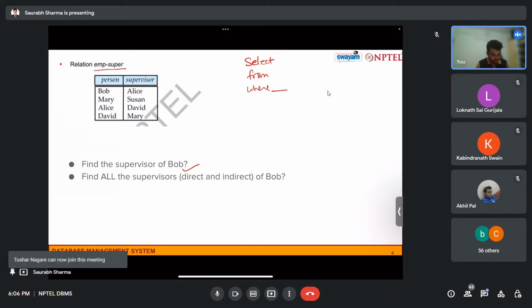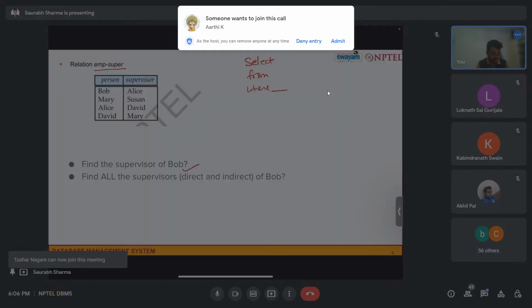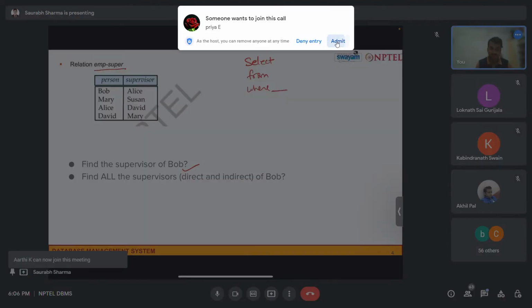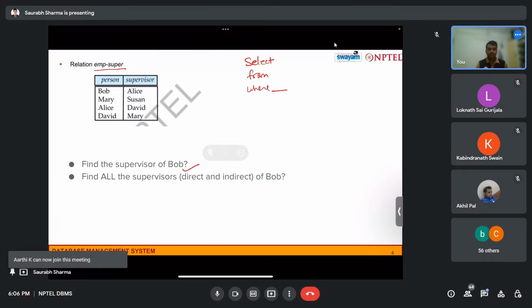In the first question, what it is telling is, find the supervisor of Bob. So it is very simple to say. You can write if you are able to solve the questions. Chat is open for all. You can write the answers on chat. If it is wrong, no problem. I will clarify.